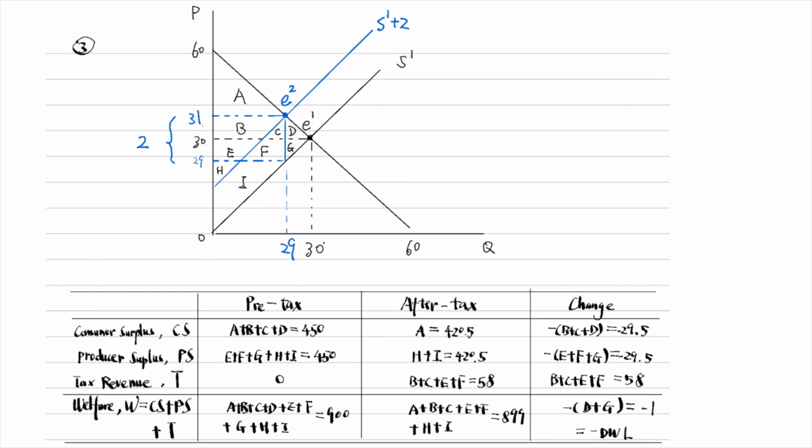Assuming that the tax revenue is used for society, we include it in the welfare calculation. Both the consumer surplus and the producer surplus fall after tax. They are partially offset by the government's gain in tax revenue. The social welfare decreases by 1, which is the deadweight loss to society.